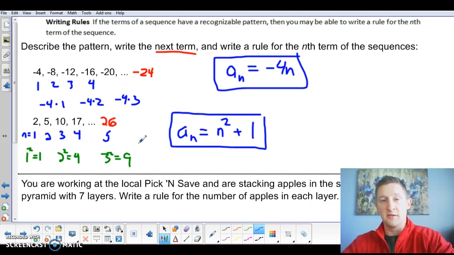But as you work with these patterns, at least give it your best shot. Try something, see if it works. Even if you can't come up with the equation, at least write down a sentence or a phrase saying, this is the pattern I recognize. I just don't know how to turn it into an equation. That's okay. We'll deal with it.